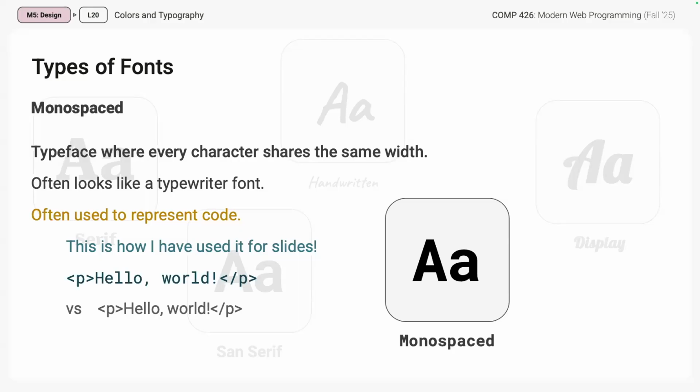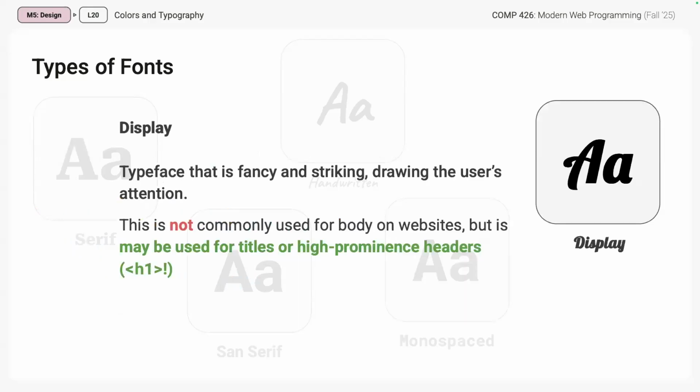Finally, our final type of font is the display font. Display fonts sometimes bleed into handwritten as well, like they're kind of similar. But the idea of display fonts is that they're supposed to be extremely striking. They might be more fancy or bold, right? It draws in the user's attention. Again, it has more prominence than the text around it, which is why it's more visually noticeable.